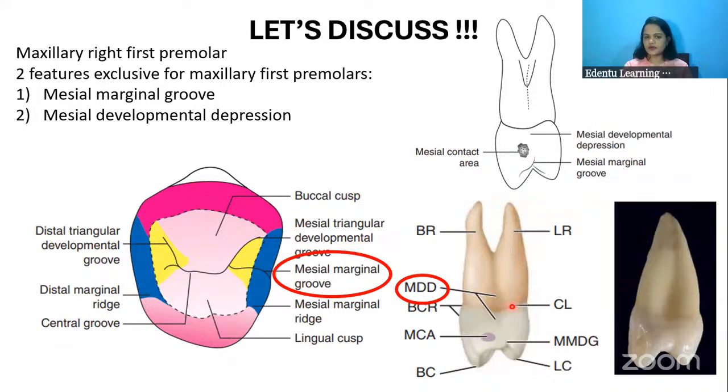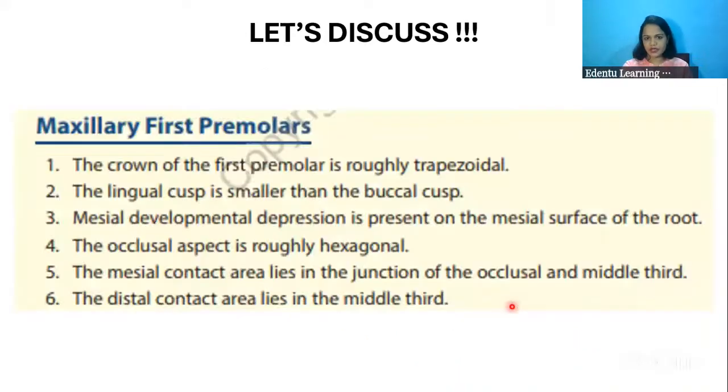Maxillary first premolars, these two features you should remember, because questions on distinguishing features of the teeth can be asked repeatedly. These two features are seen only in the maxillary first premolars. One is the mesial marginal groove and the other one is the mesial developmental depression.